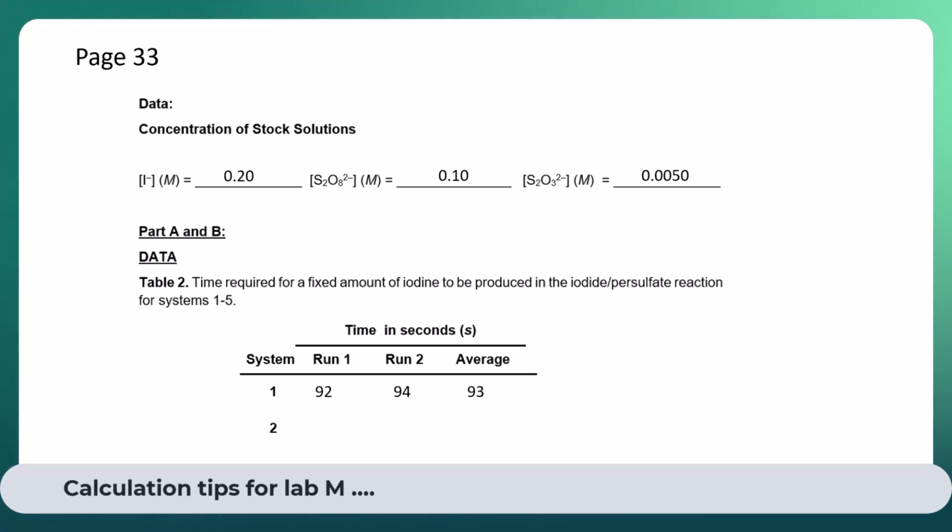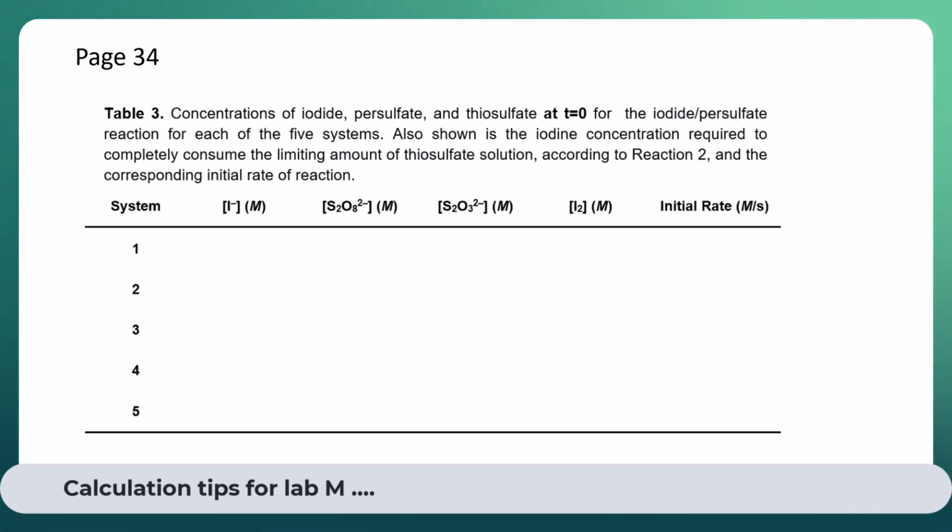And then let us say that we do an experiment involving System 1, and for instance, the time for the iodine to be produced to use up the thiosulfate and then the blue color to appear is 92 seconds and 94 seconds. So that'll give us an average of 93 seconds. So we'll keep that in mind. And then the idea is that we want to complete this chart for each of the different systems.